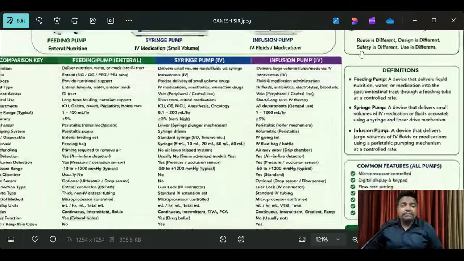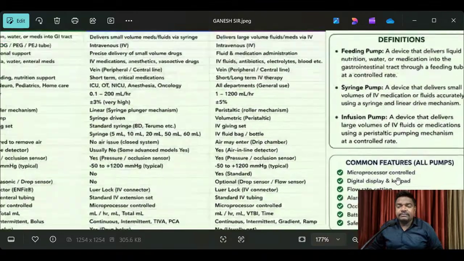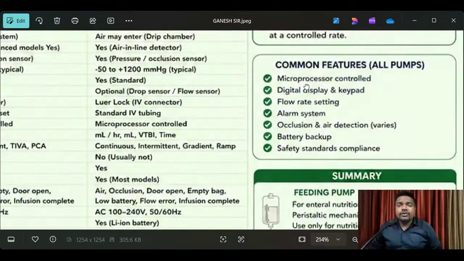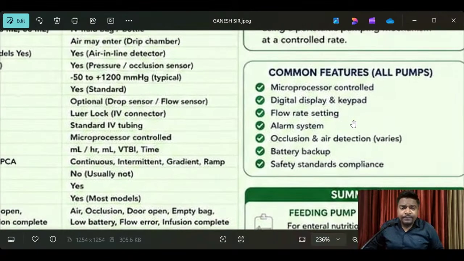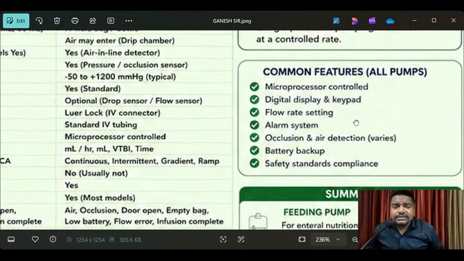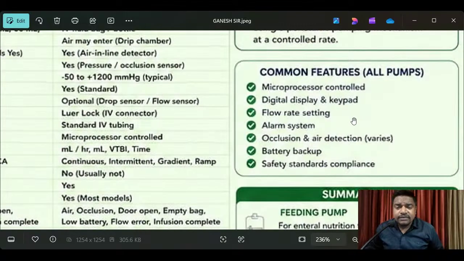When we come to the main topic, then I will show you. And common features: before going to comparisons, first of all I have to say this, then only you can understand. Is my voice clear, my dear engineers, students, freshers, whoever viewers? Okay, come on.